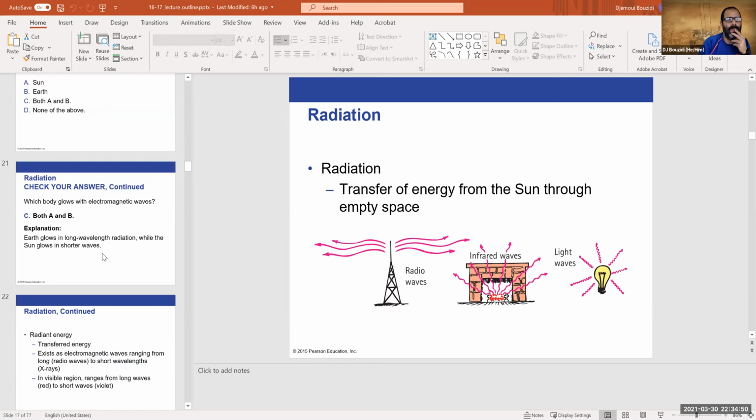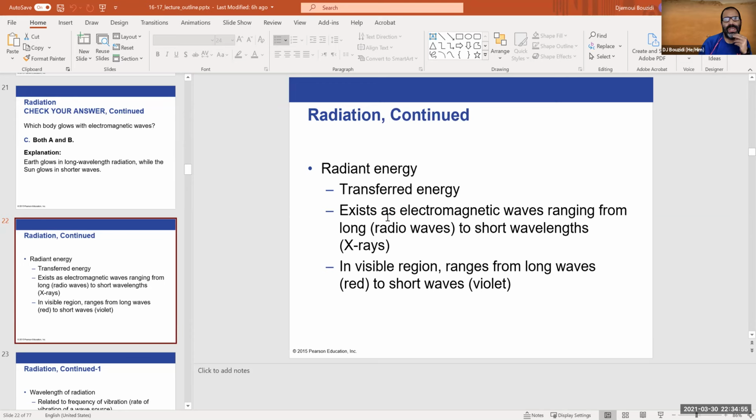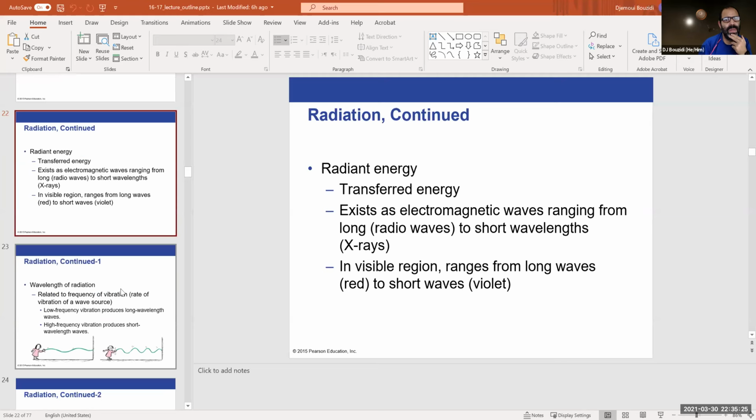So radiation, radiant energy, transferred energy, exists as EM waves, ranging from long radio waves to short wavelength X-rays. So this is basically the invisible region, it's red to violet. So this is the energy that is radiant, at least most of it. Sometimes you have some violent phenomenon that can produce gamma rays, and those usually happen in typical nuclear reactions or things like that. Any other one is actually the one that is involved with transfer of heat.